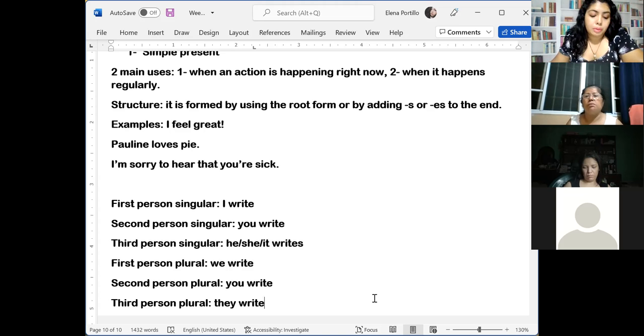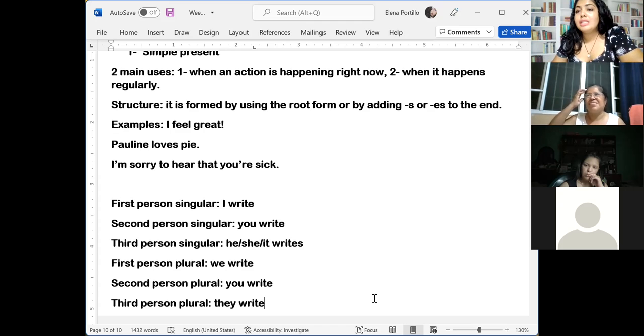Then, for example, in the first person singular, I go. In the second person singular, you go. Third person, he, she, it goes. In this case, it is not just adding the S at the end of the verb, it's adding the ES. Then we go, you go, they go. For most regular verbs, you put the negation of the verb before the verb. She won't go, or I don't smell anything.